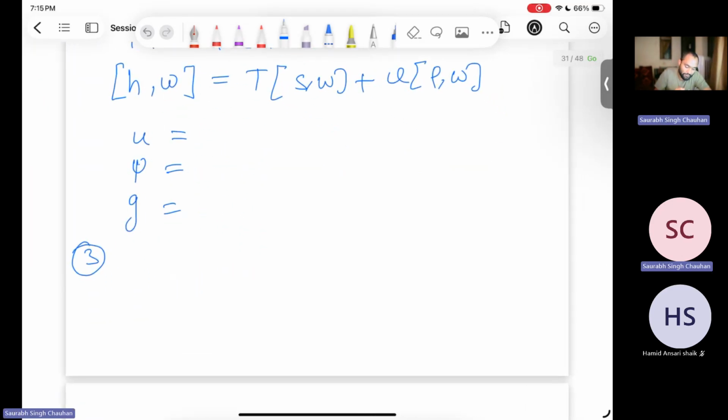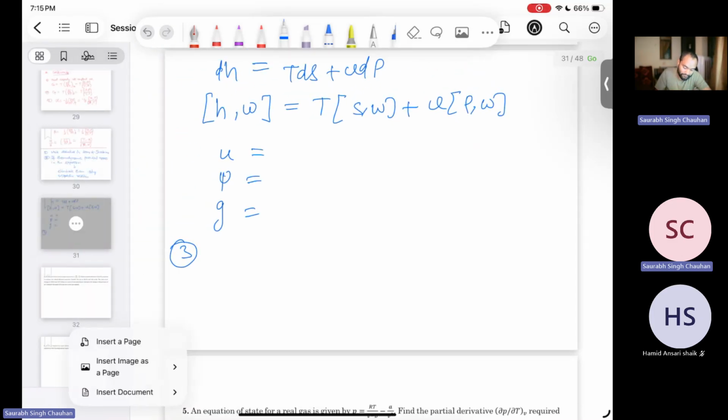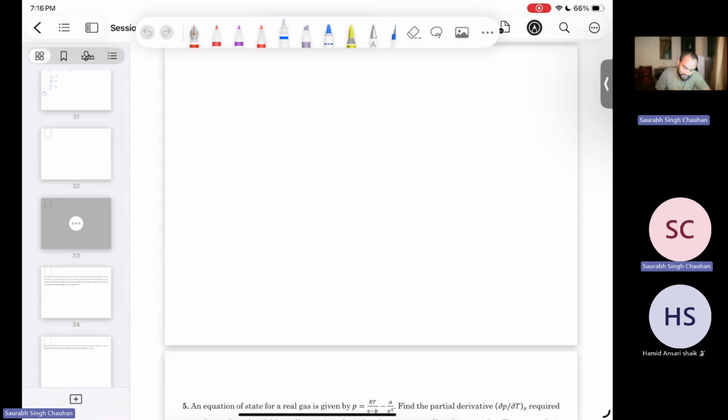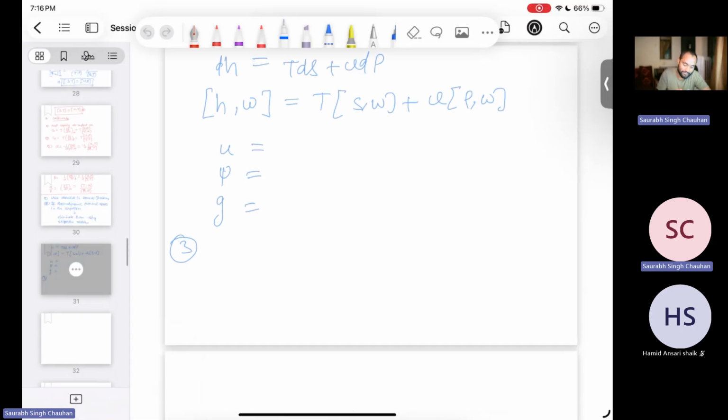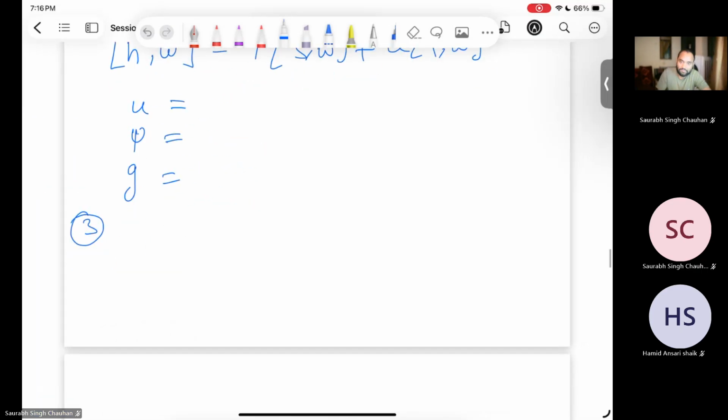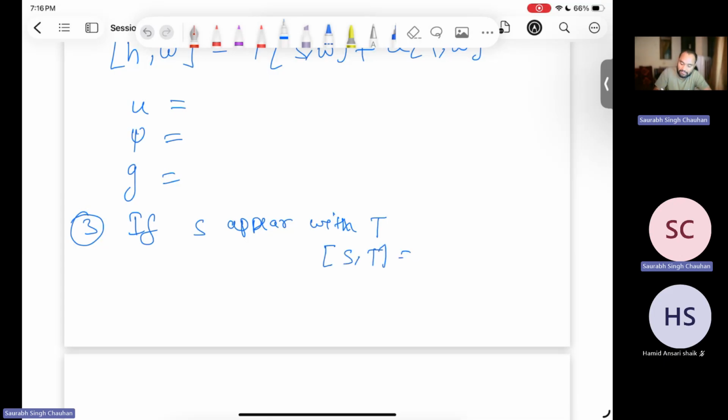Now we want everything to be in terms of measurable properties, right? Or in terms of coefficients. Either measurable properties or in terms of coefficients. Now, if S appears, then S can appear with T. If S appears with T, meaning temperature, then we will use the Maxwell equation. Maxwell equation is S comma T is equal to V comma P, right?